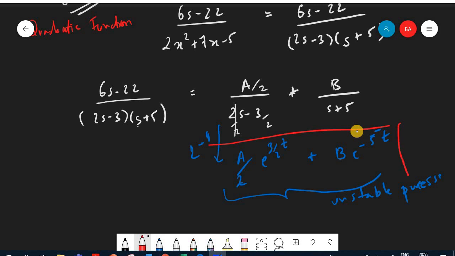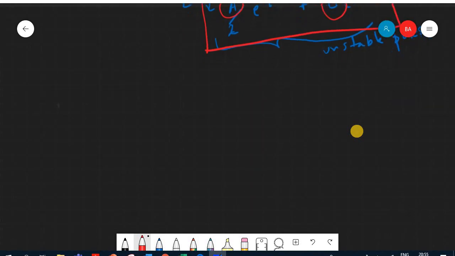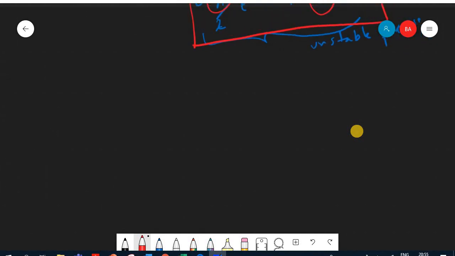It's there. The only thing that I don't have is the value of A and the value of B. How to get the value of A and B? Very similar to the problem that I just solved before. I'm not going to go through the math because it's just solving for A and B, multiplying both sides by the denominator and cancelling out the terms.